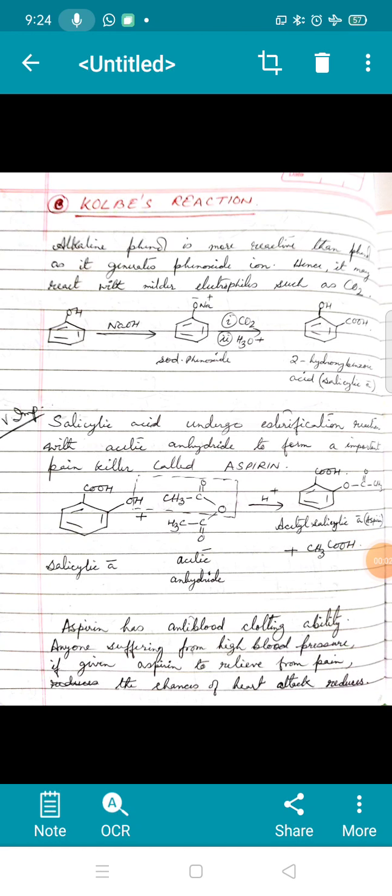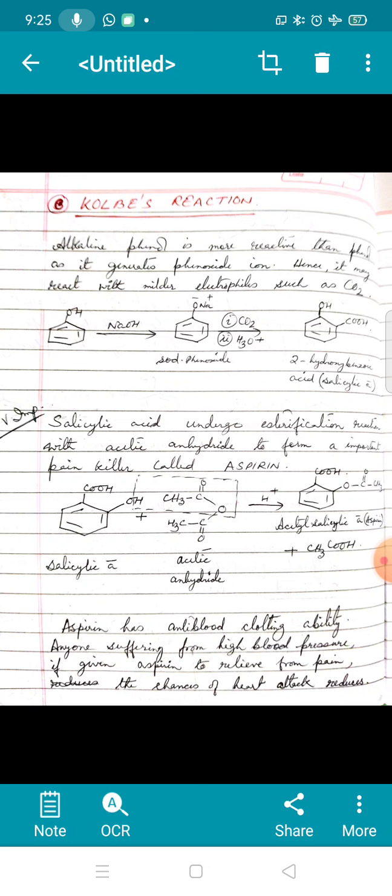Hello students, we have almost come to the end of the chapter phenol. Few more name reactions to be learned. The first name reaction is the Kolbe reaction. These are also electrophilic substitution reactions, but they don't fall under the usual categories which we have discussed so far.